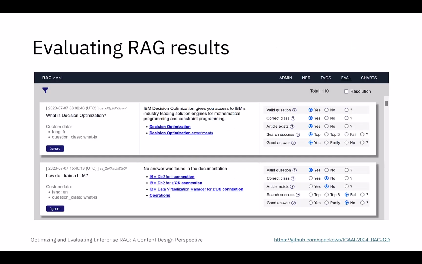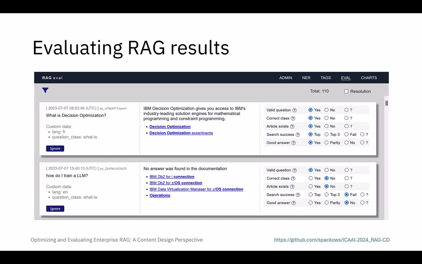We created an evaluation tool that we use to review and evaluate the answers that our RAG solution is generating. So we can go in there once a week or every other week, and we can see the question that the user is asking, we can see the answer that was generated by the solution, and then we have some evaluation criteria that we can quickly just check off. So for example, is this a question we should be able to answer? And if so, do we have an article that can answer this question? And if so, did search find it?